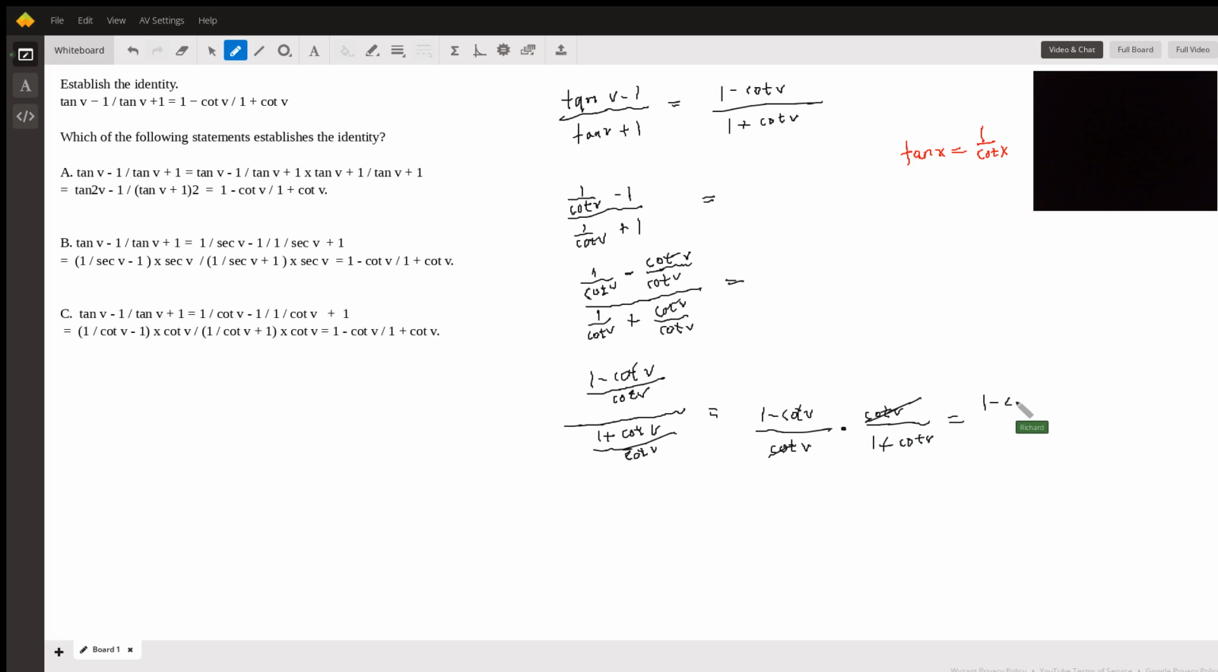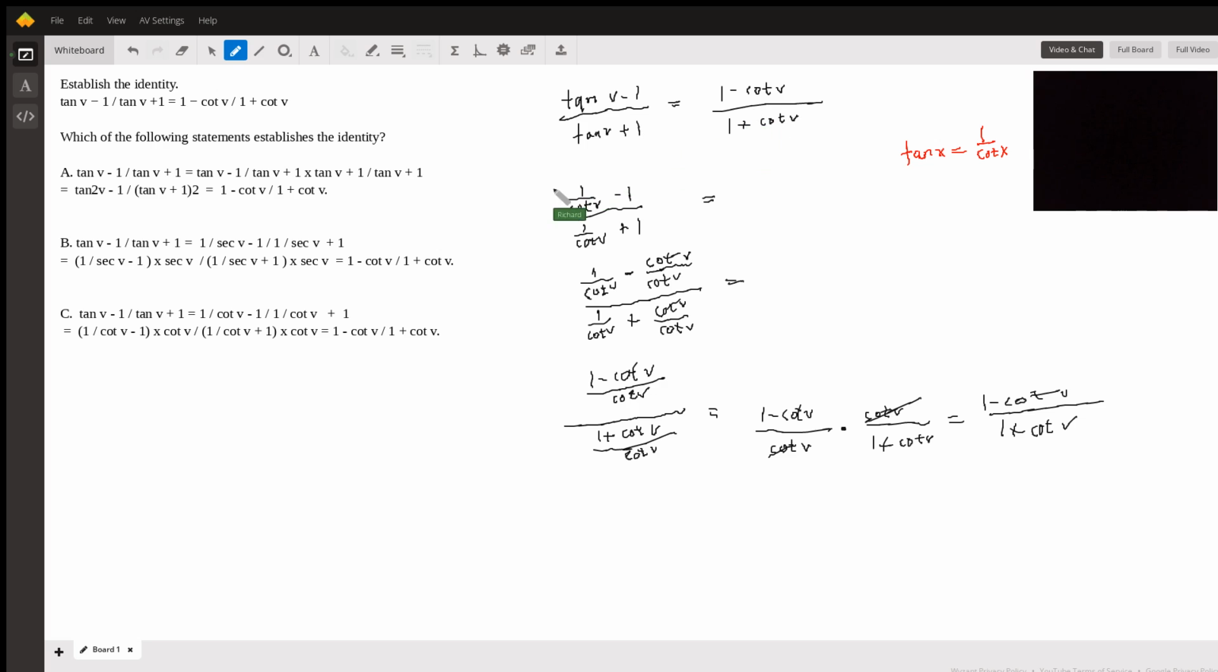And we've got exactly what we were after: 1 minus cotangent of v over 1 plus cotangent of v. And that matches the target. And so we just proved that this statement is true.